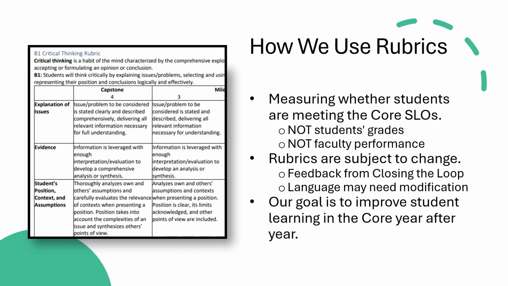It's important to note that the first 3 years of assessment are really for assessing assessment. For example, the assessment rubrics are subject to change. Feedback from the Closing the Loop retreat in August 2025 indicated that if we modified some of the language in the rubrics, we might significantly improve our analysis. Once we complete a full 3-year assessment cycle, we will have enough feedback to begin refining our assessment plan, ultimately to meet our goal of improving student learning in the core year after year.